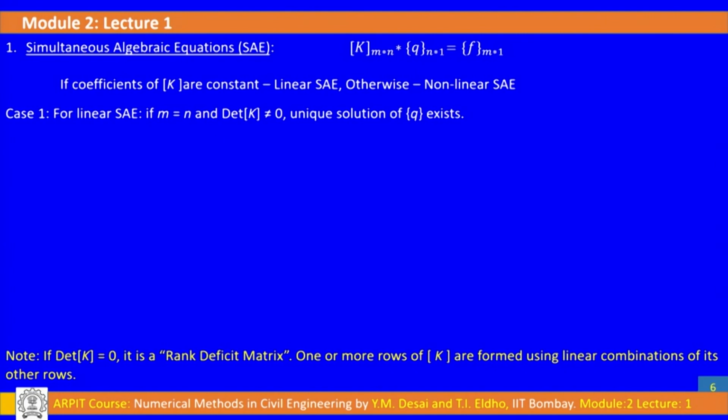The case that we have been studying most of the time is the square matrix, m equal to n, and if the determinant of K is not 0, we can find a unique solution of unknowns Q by using various techniques. These techniques we will not be covering as part of this course. So, the learners are requested to study these different techniques like Gauss elimination, Cramer's rule, etc. on their own, so that it will help them in times to come.